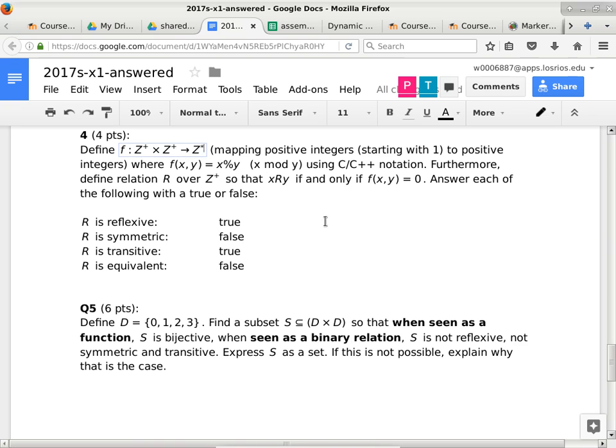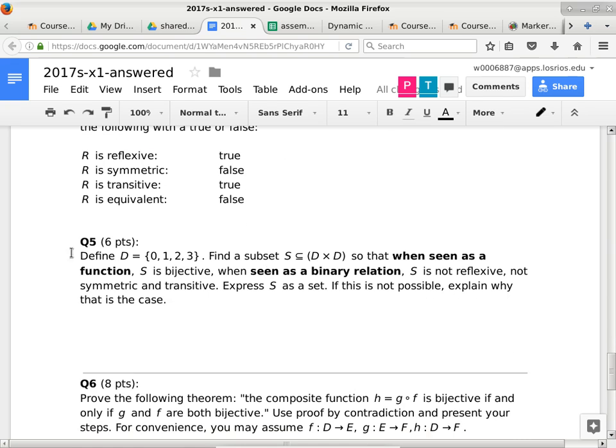All right. Question number 5 has the domain defined as D is 0, 1, 2, 3. I want you to find a subset of D cross D, the Cartesian product of D and D, so that when seen as a function, S is bijective. When seen as a binary relation, S is not reflexive, not symmetric, and I forgot a not here, but in class, I did write on the whiteboard that there's a not in front of transitive. And express S as a set. If this is not possible, explain why that is the case.